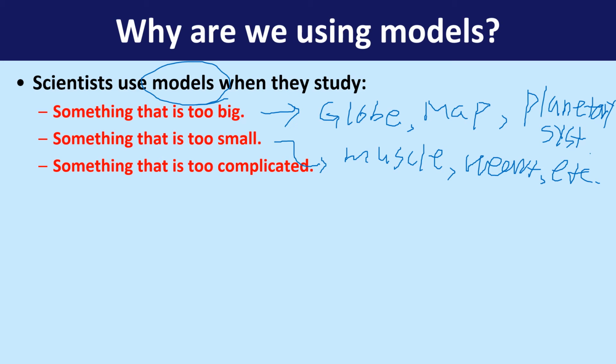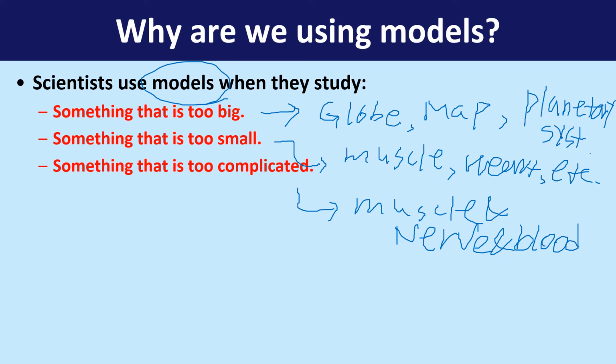What about something that is too complicated? For instance, you are a doctor who's studying the interaction between muscle layer, nerve layer, and blood system. Then you need to have a model in front of you. It's impossible to memorize every single thread. Plus, people have different body structures too. So those are the examples why people are relying on models.